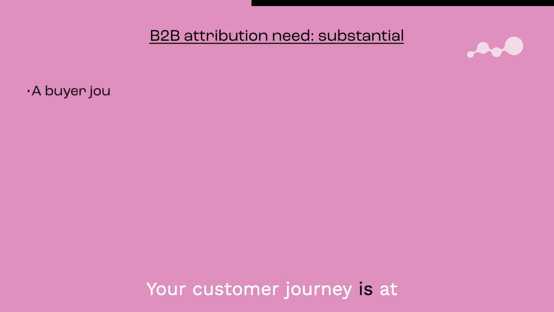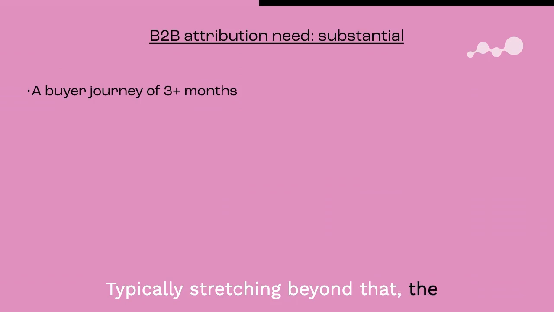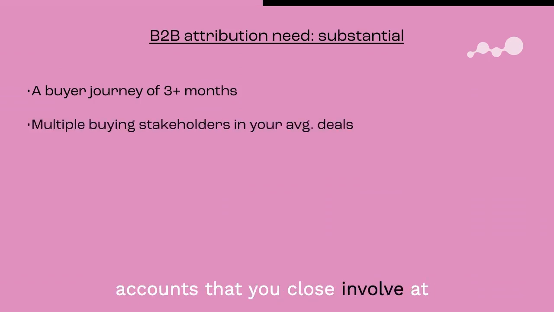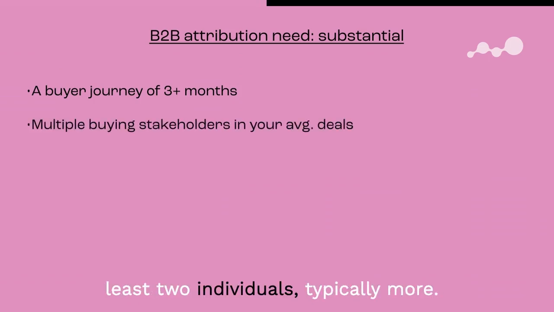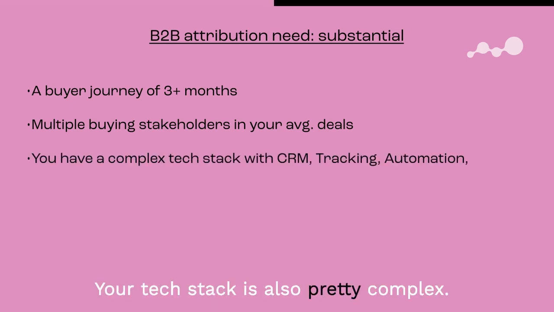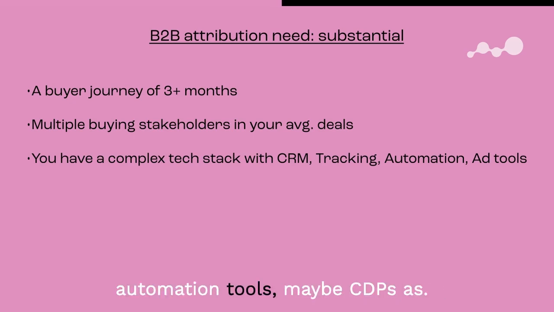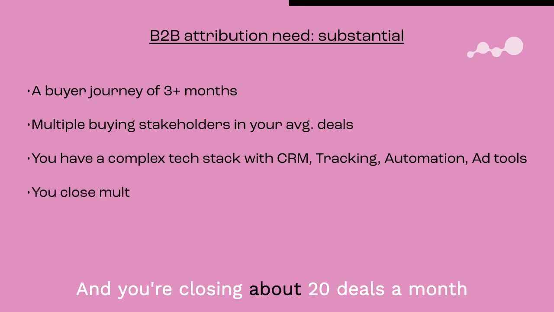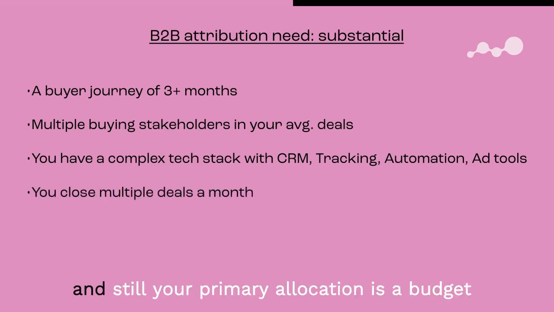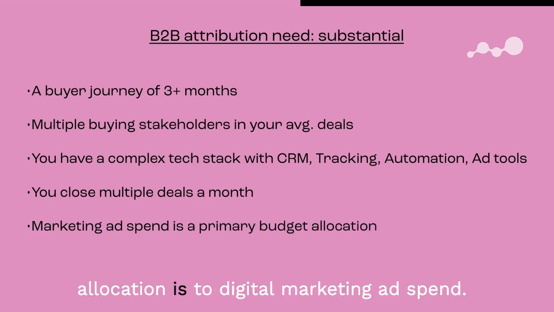Your customer journey is at around the 3-month mark, typically stretching beyond that. The accounts that you close involve at least 2 individuals, typically more. Your tech stack is also pretty complex. You're using a CRM, your ad platforms, automation tools, maybe a CDP as well. And you're closing about 20 deals a month. And still your budget allocation is primarily to digital marketing ad spend.